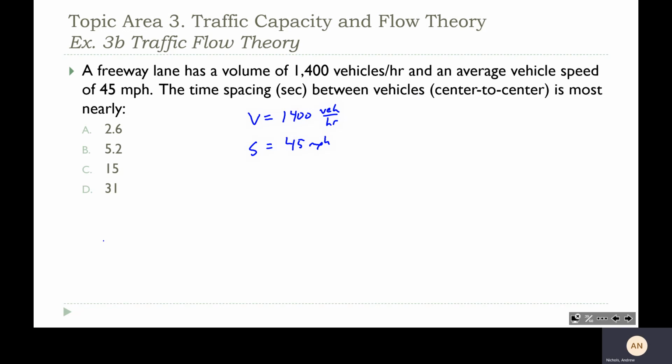Would you prefer vehicles per hour, vehicles per second? Yep, and then one more transformation. Because that would be vehicles per second, but we want to know seconds per vehicle, essentially. So how would we do that conversion?